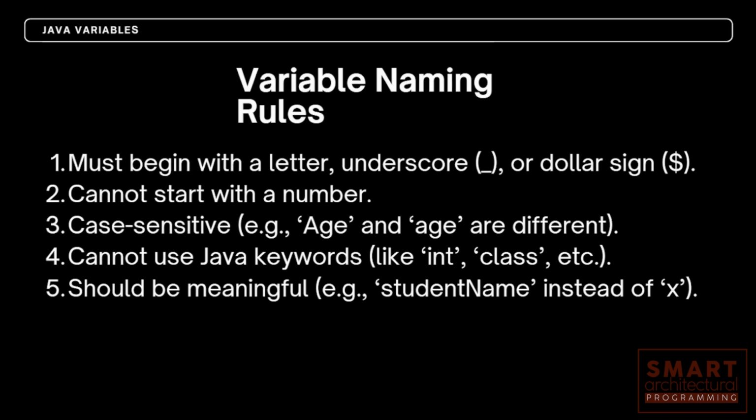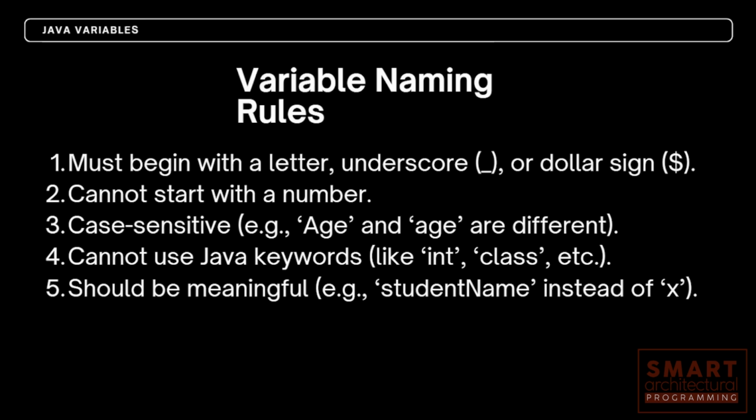Rule number 4 is that you cannot use Java keywords like int or class as names of variables, because those are your type declarations that come before them. You cannot use them as names. Similarly, you cannot use reserved keywords as names as well. That's an extension to generalized Java keywords like type declarations.